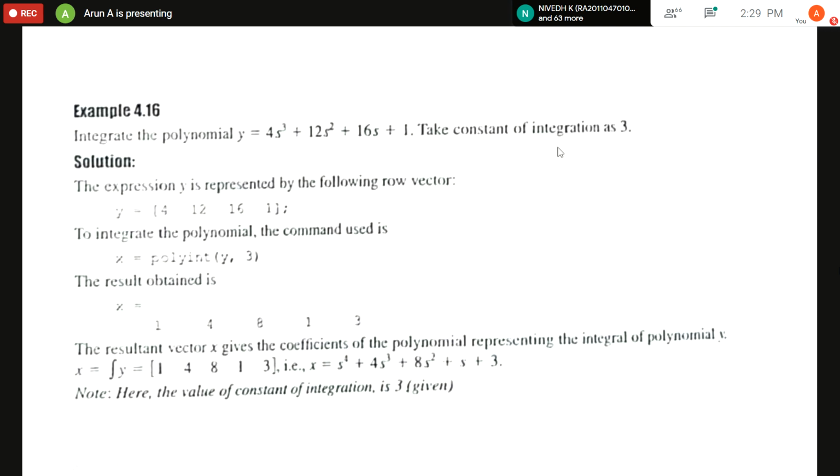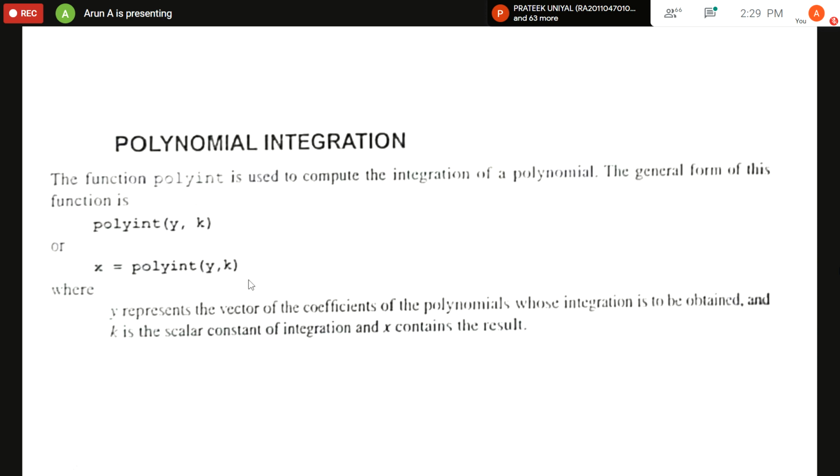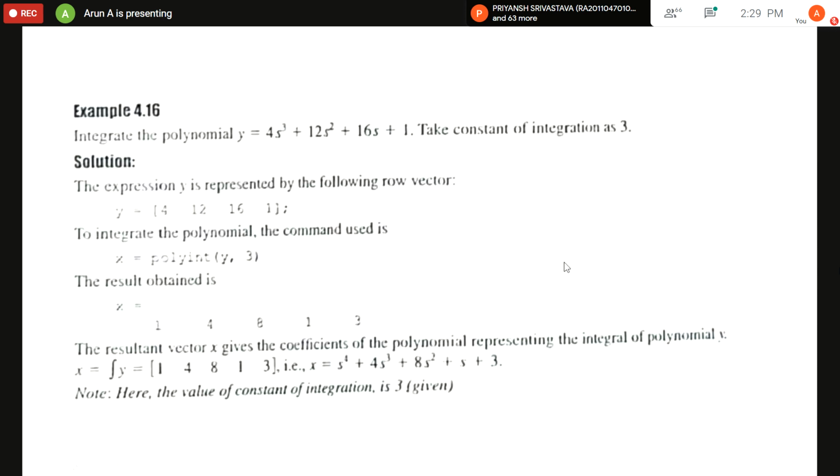It is being clearly mentioned in the question that it is 3, right? So the syntax is x is equal to poly int y, k, right? K is a scalar constant. You might ask the question, so what could be the constant? Okay, so the constant of integration is taken as 3.